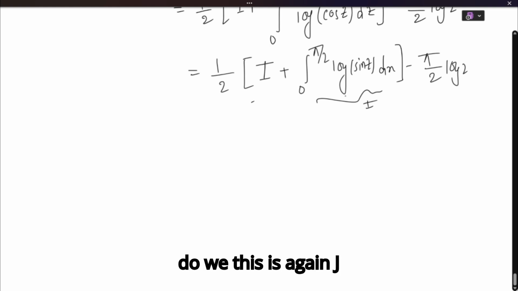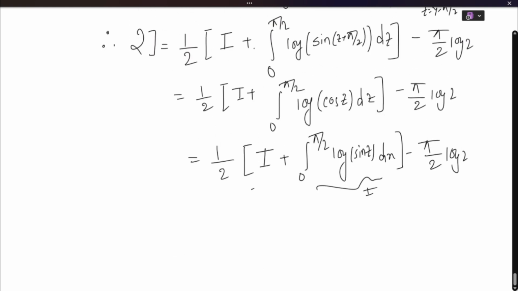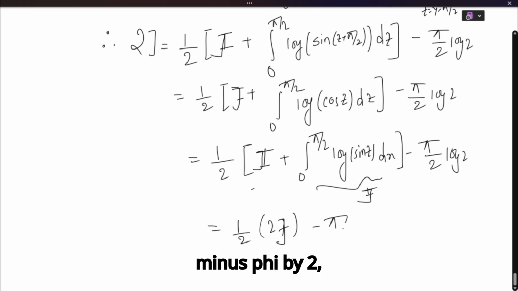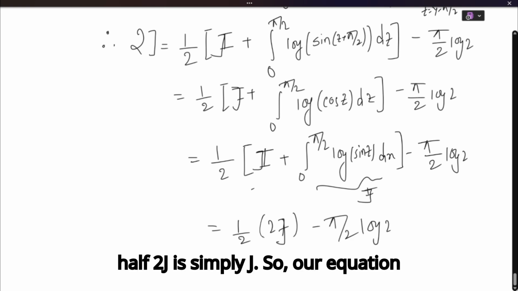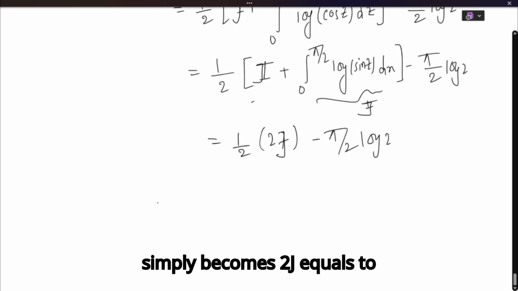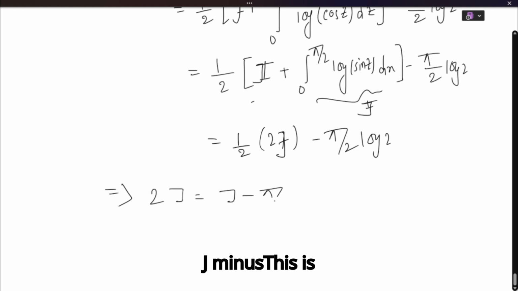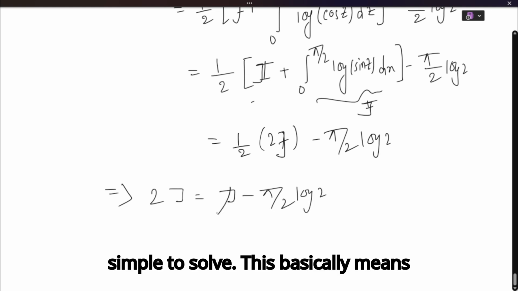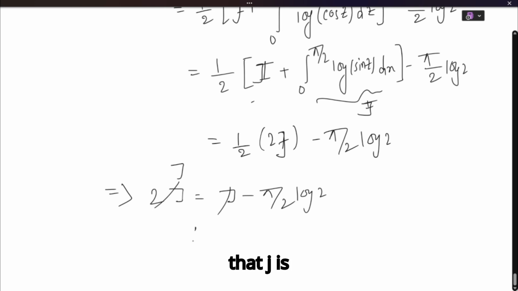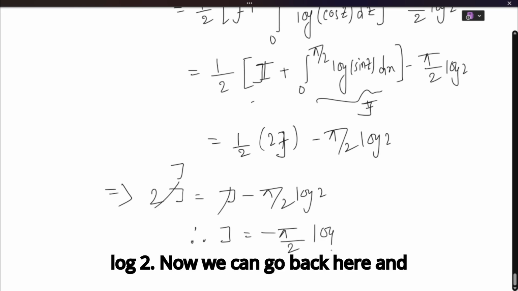So this is again J, sorry. All of this is J. So this becomes half 2J minus pi by 2 log 2. Half 2J is simply J. So our equation simply becomes 2J equals J minus pi by 2 log 2. And this is simple to solve. This basically means that J is minus pi by 2 log 2.